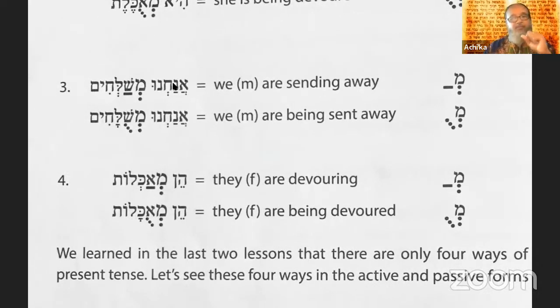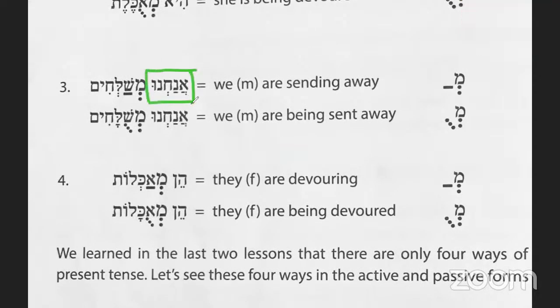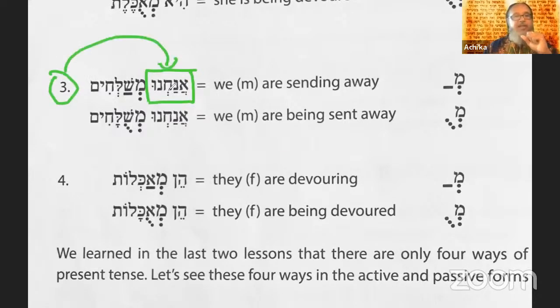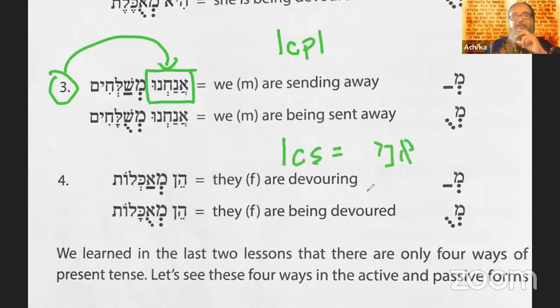Number 3. Yes, this right here, number 3. That's anachnu. Anachnu is first person, talking about a group, first person, common, plural. If it was first person, common, singular, what word would it be? Ani. Perfect. Aleph, noon, and a yod.